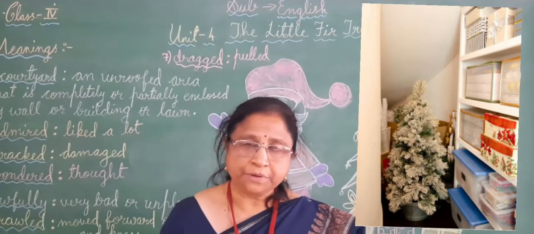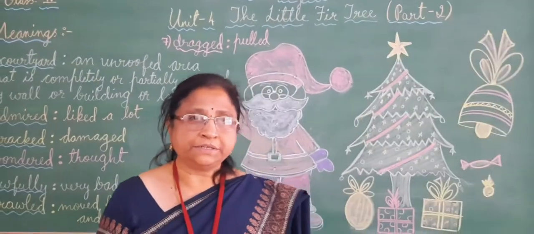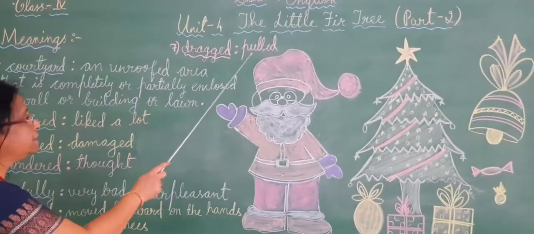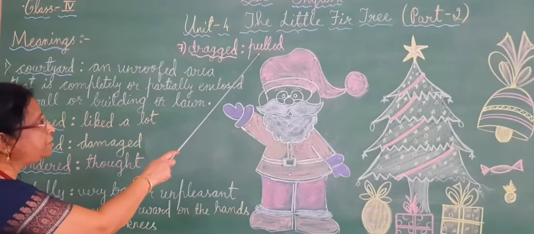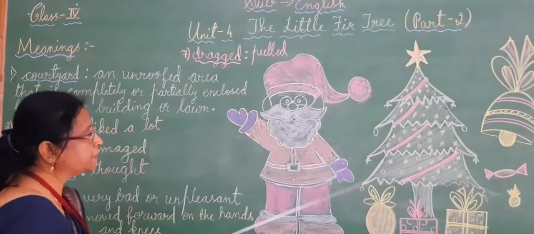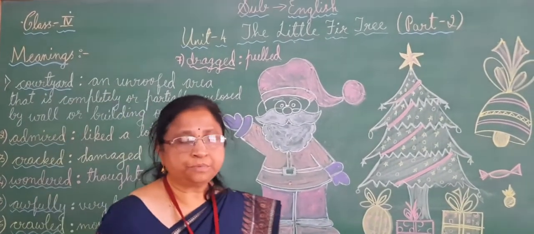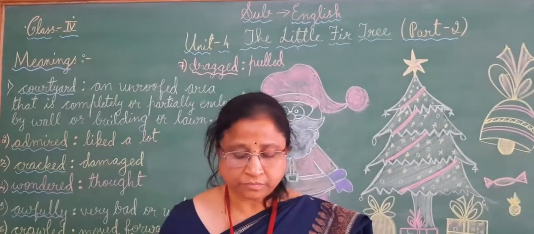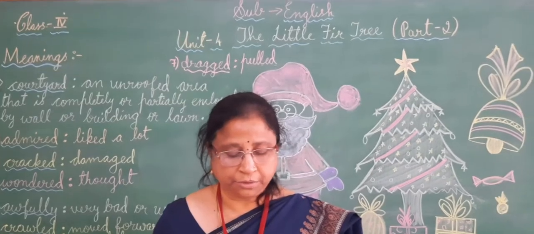The maid came to the room and what did they do? They just dragged the tree. Drag means what, children, here? They just pulled the tree from the tub and they dragged it to the storeroom. And they threw it there.